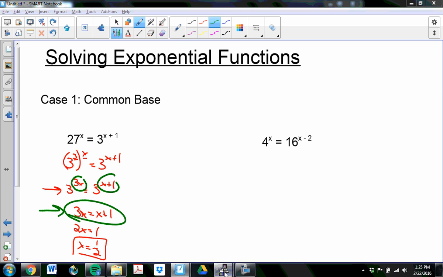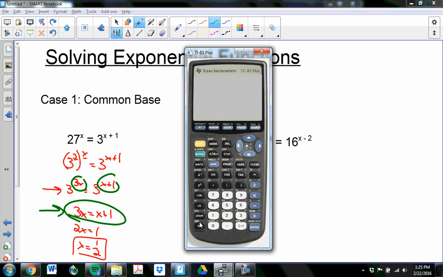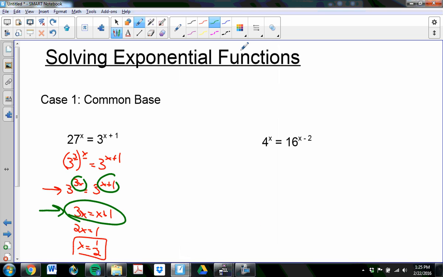And you can check these all really easily. I'll just do 27 to the 1/2, 5.196, and I'll do 3 to the 1/2 plus 1, and do the same thing. So I solved it.